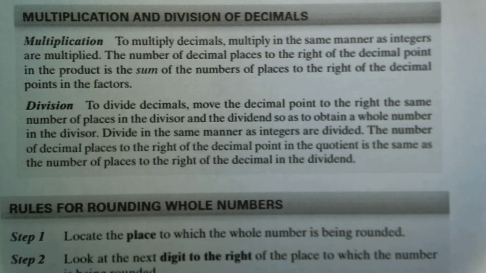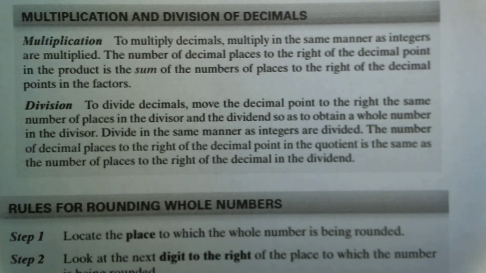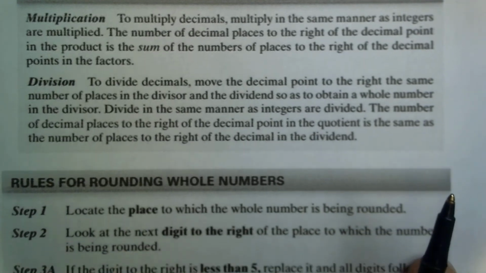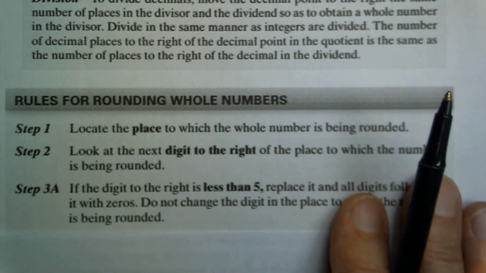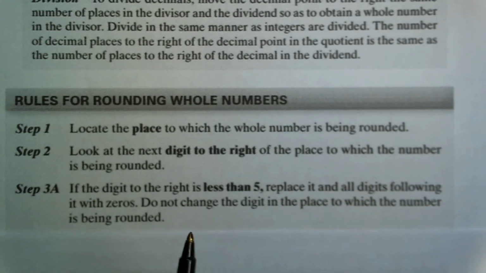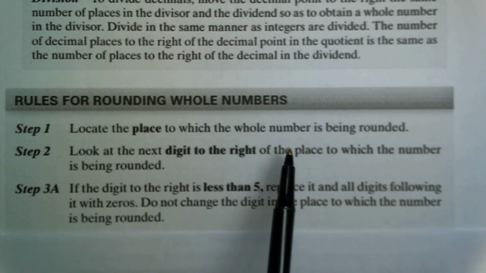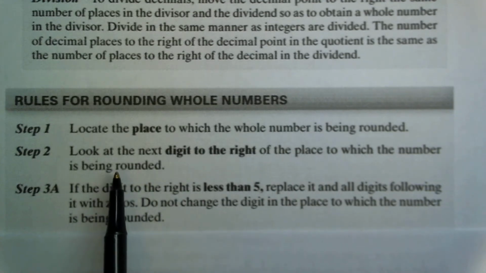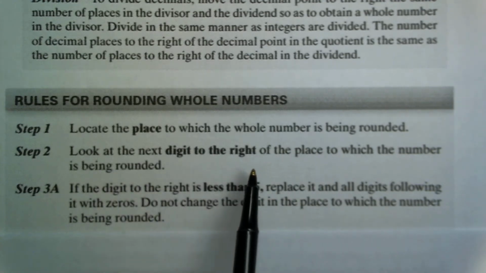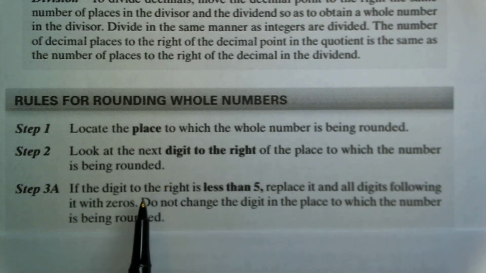Now, here are some things about rounding of numbers that can always be a bit of a challenge, and we'll be doing some examples of that in just a moment. But rules for rounding whole numbers: Step 1, locate the place to which the whole number is being rounded. Step 2, look at the next digit to the right of the place to which the number is being rounded. Then if the digit to the right is less than 5, replace it and all digits following it with zeros. Do not change the digit in the place to which the number is being rounded.